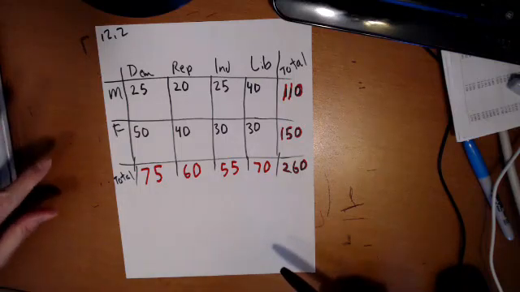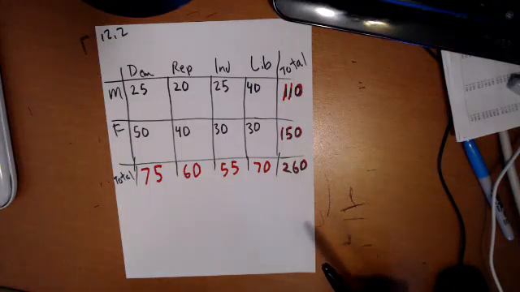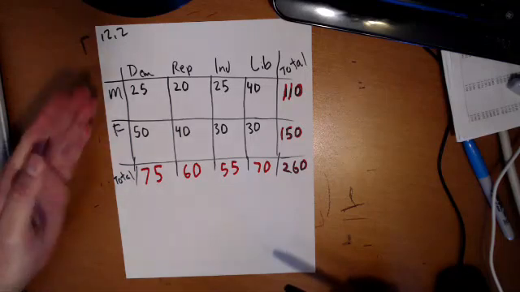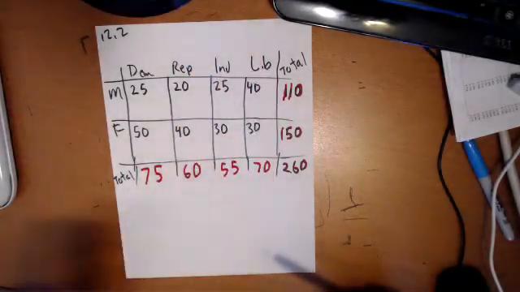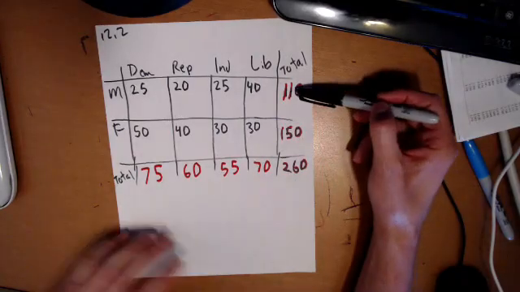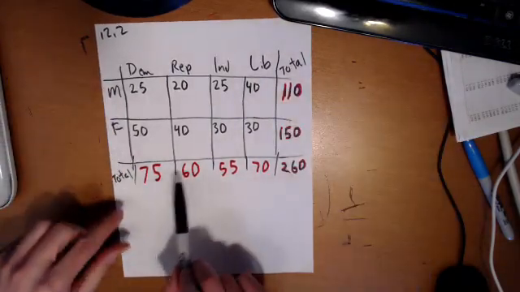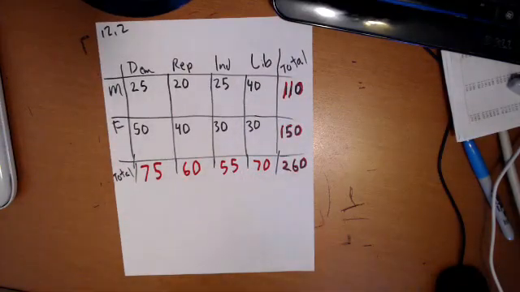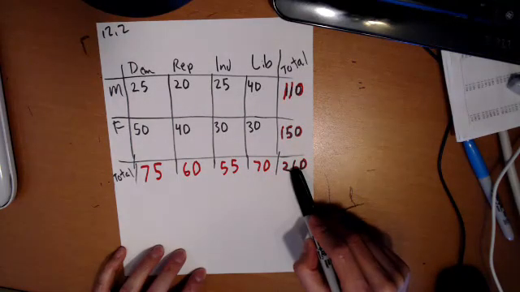So they give us some data on this worksheet. We have males and females, Democrat, Republican, Independent, Libertarians. I went ahead and added up the rows, and I added up the columns. And I got 260 total people.